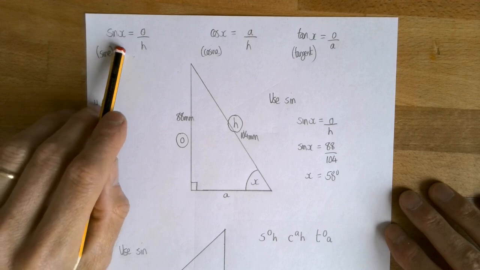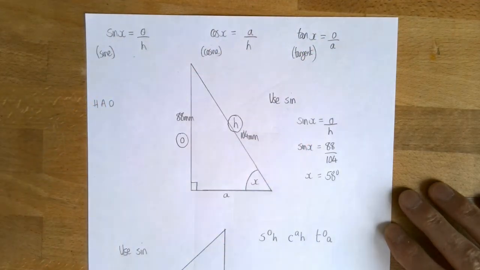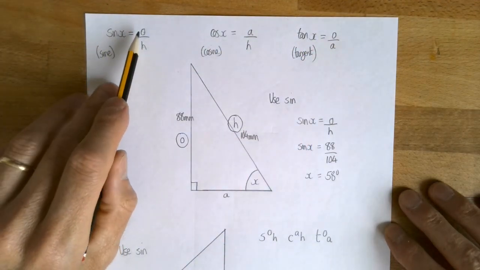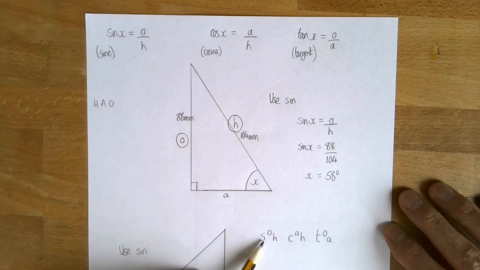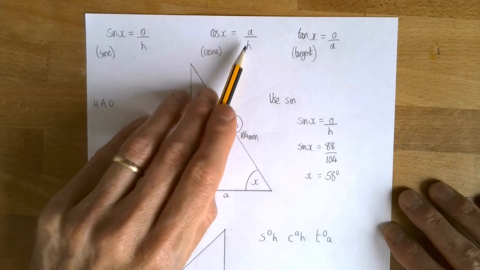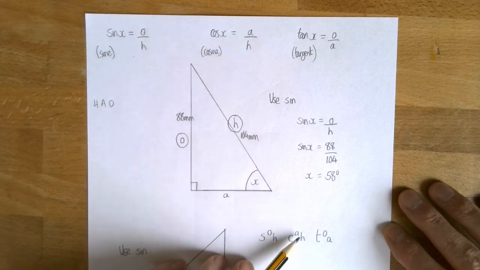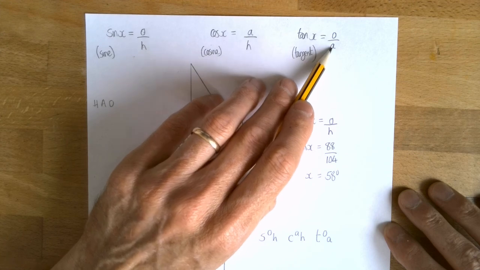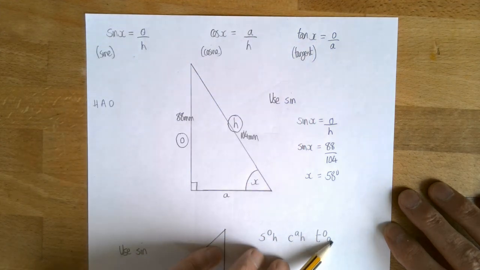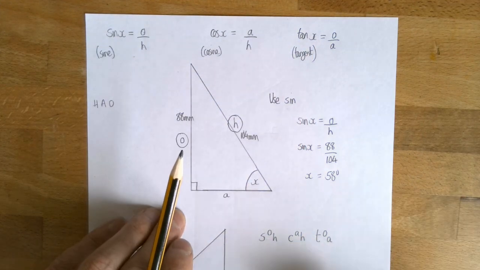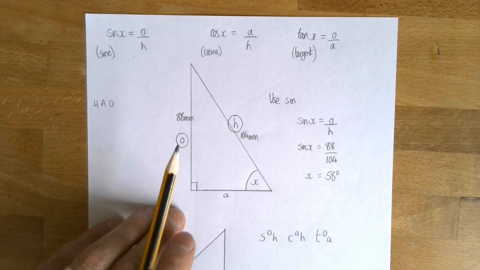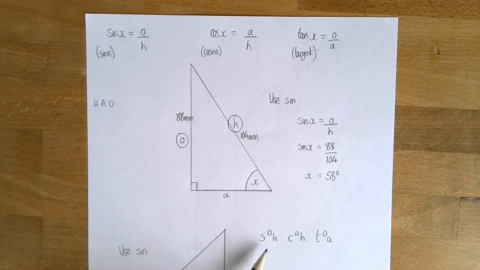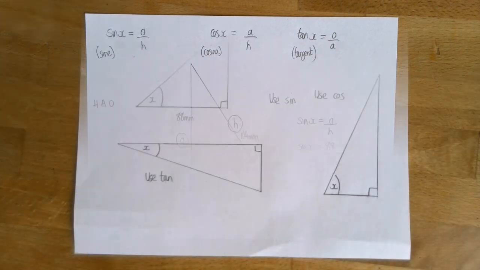Now the three rules, you definitely need to write those down. The sine of an angle is opposite over hypotenuse. Cos is adjacent over hypotenuse. Tan is opposite over adjacent. I find that little way of writing it out helps me remember, and that's where, if you've ever heard people talk about SOHCAHTOA, that's where it comes from, SOHCAHTOA.